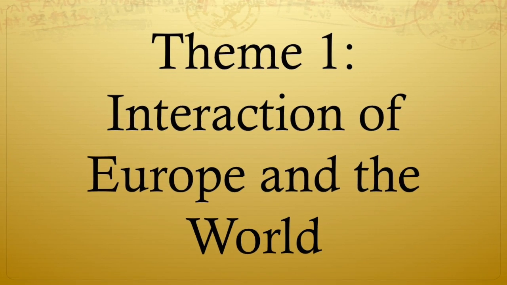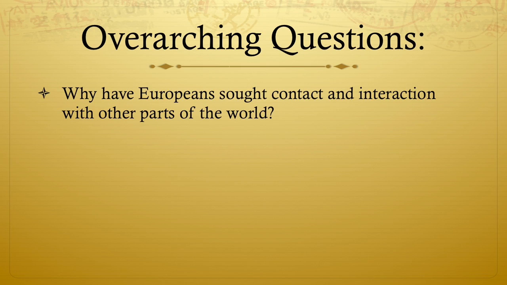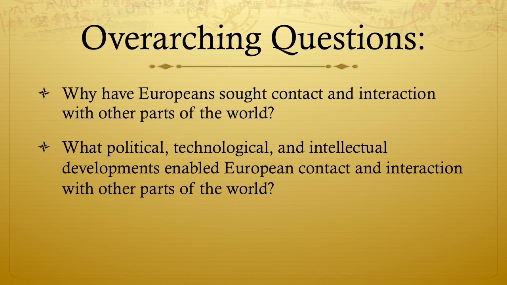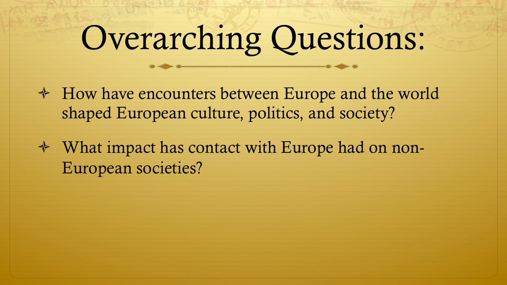So, theme number 1 is interaction of Europe and the world. In other words, this is all about how Europeans have interacted with peoples from around the world throughout the course of modern European history. They've broken it up into the following 4 main questions. Why have Europeans sought contact and interactions with other parts of the world? What political, technological, and intellectual developments enabled European contact and interaction with other parts of the world? How have encounters between Europe and the world shaped European culture, politics, and society? And finally, what impact has contact with Europe had on non-European societies?